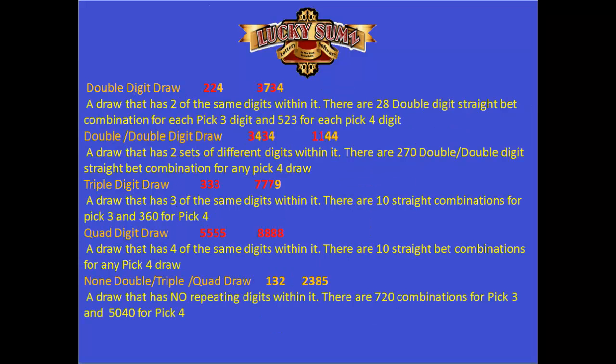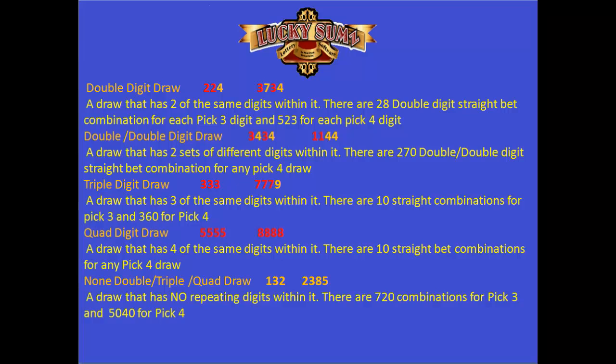Now, going on down the line, we have double digit draws, a draw that has two of the same digits within it. There are 28 double digit straight bet combinations for each pick 3 digit from 0 to 9, and 523 for each pick 4 digit from 0 to 9. Double digit draw cycles, which is a draw that has two sets of different digits within it. There are 270 double digits straight bet combinations for any pick 4.